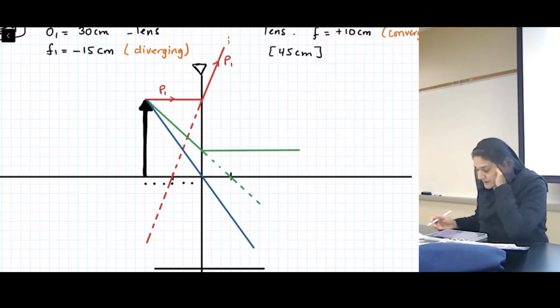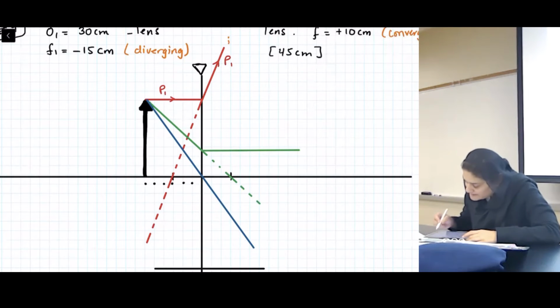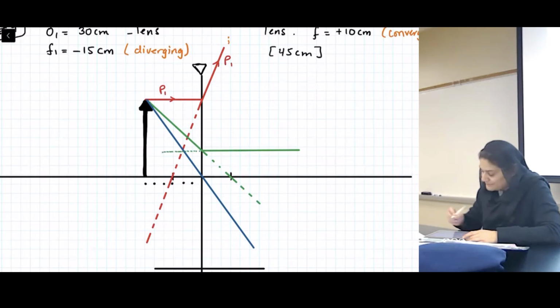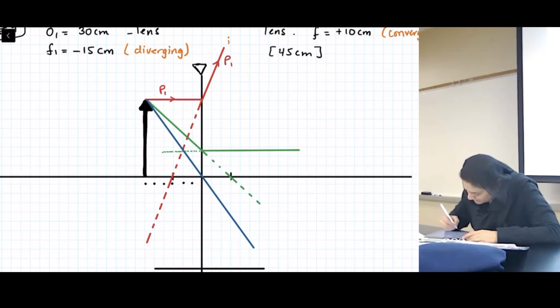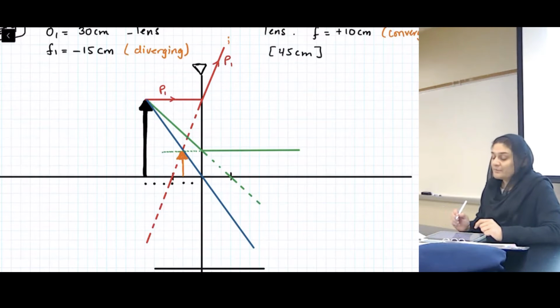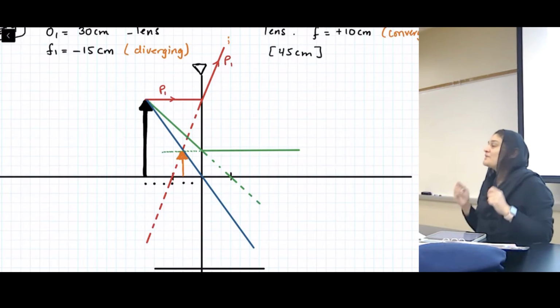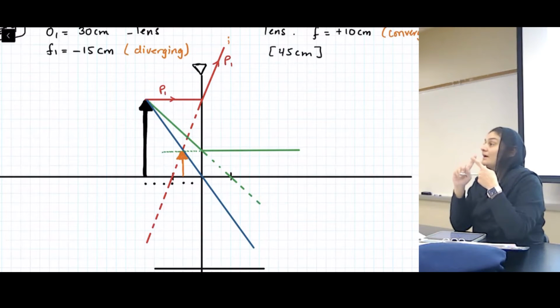Okay, now they don't meet anywhere. None of them meet anywhere. Oh, so I have to start extending things backwards. Okay, so I can extend this one backwards. That means my image one will be here. Did other people get their image one here? Yes. So now this is what kind of an image? Upright, virtual, and reduced.